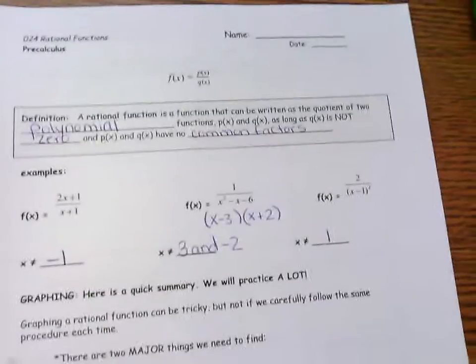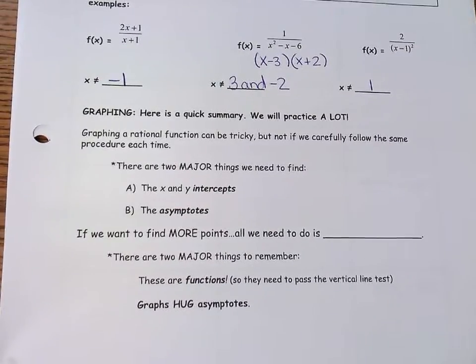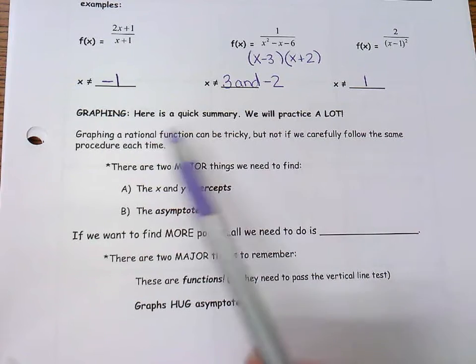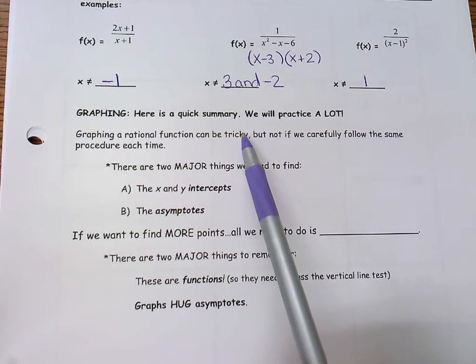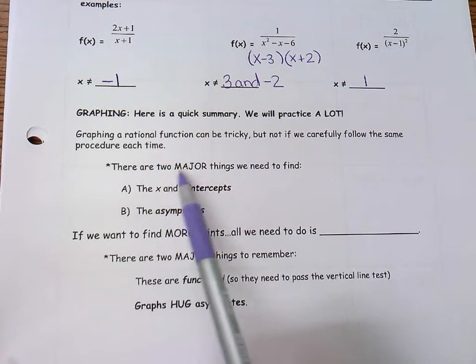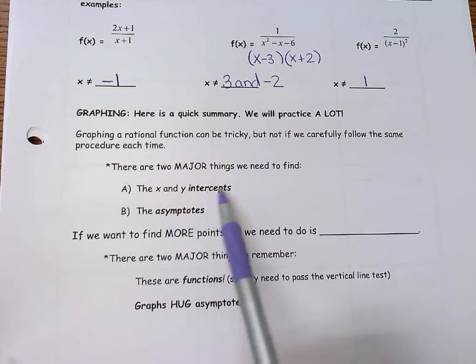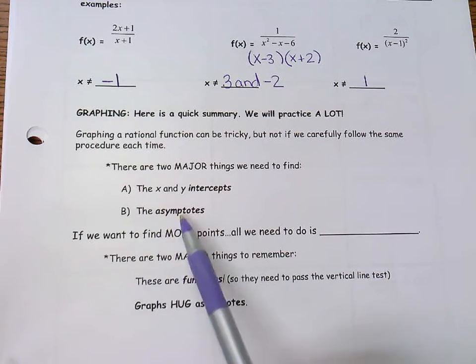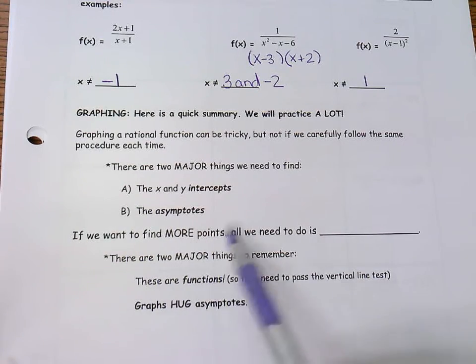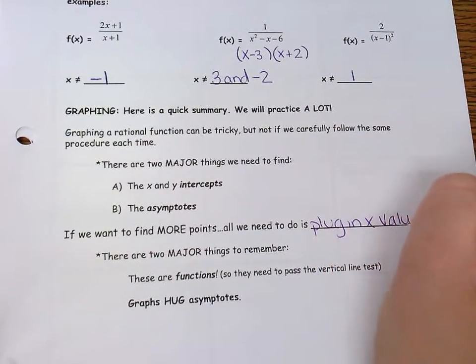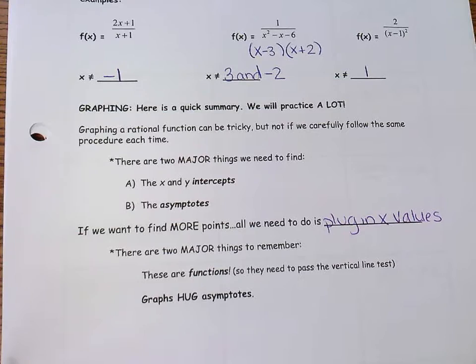All right, so here is a quick summary, and we'll practice a lot. We're going to spread these notes over 3 days to digest piece by piece. So graphing a rational function can be tricky, but not if we carefully follow the same procedure each time. So there's two major things we're going to find. The x and y intercepts, so that's kind of day 1. The asymptotes, that's kind of day 2. And then if we want to find more points, all we need to do is plug in x values. So if I want to evaluate a function, I can plug in different values for x. There's also two major things to remember.